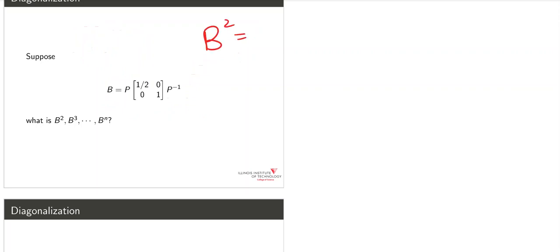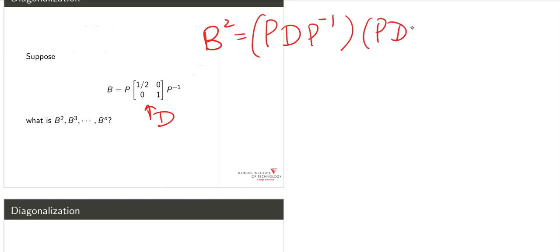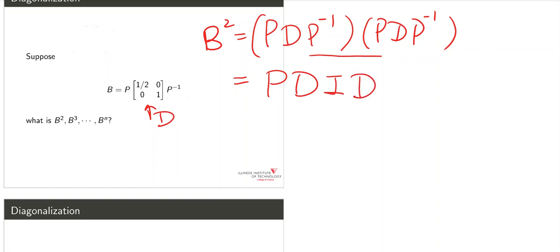If you are tasked to compute B squared, let's do it. By definition, let's denote the diagonal matrix as D so that I don't have to keep writing it. So this is PDP inverse, that's one B, multiplied by PDP inverse, that's another B. That's B squared. Because P inverse and P cancel each other out and give you the identity matrix, which I'm going to skip, I'm just going to write P, D, I, and then D, and then P inverse. You can drop the I, and then D times D is D squared.